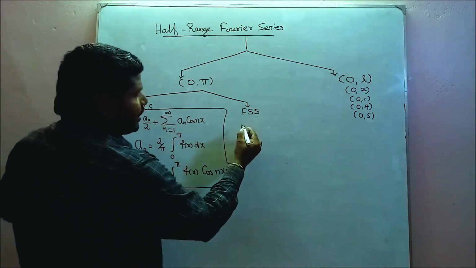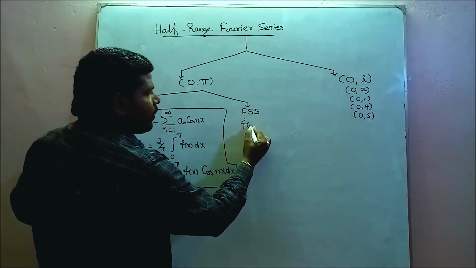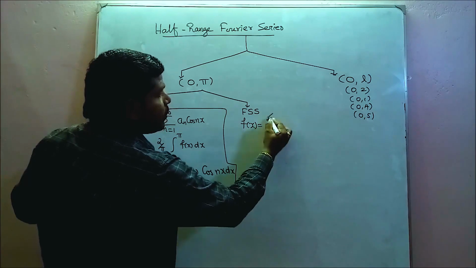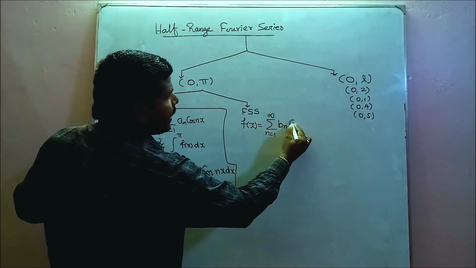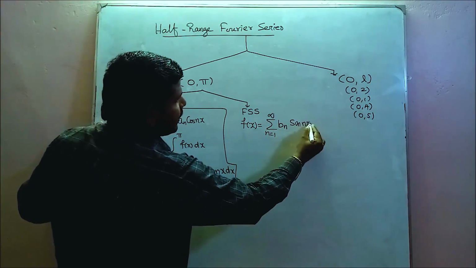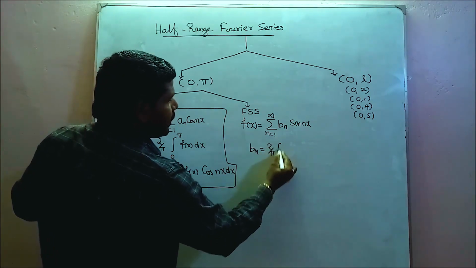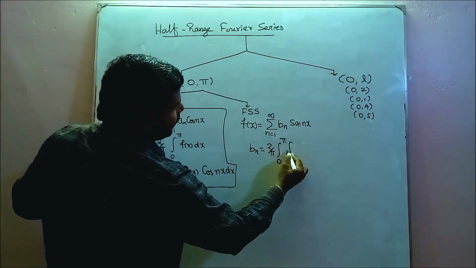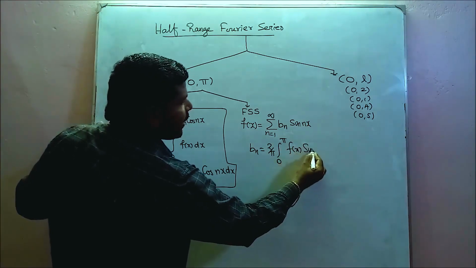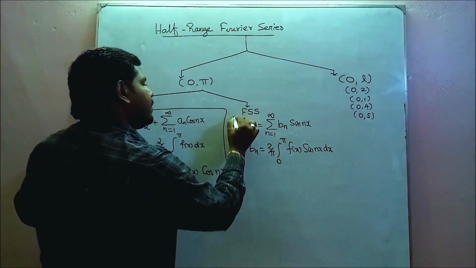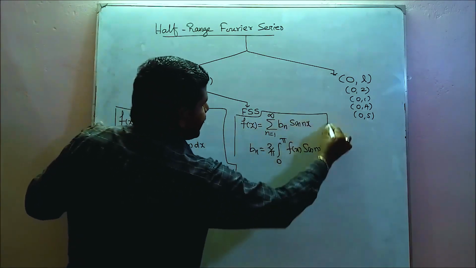Now the Fourier sine series: f of x equals sigma n equals 1 to infinity bn sin nx. And bn is 2 by pi integral 0 to pi f of x sin nx dx. So proceed with these formulas.